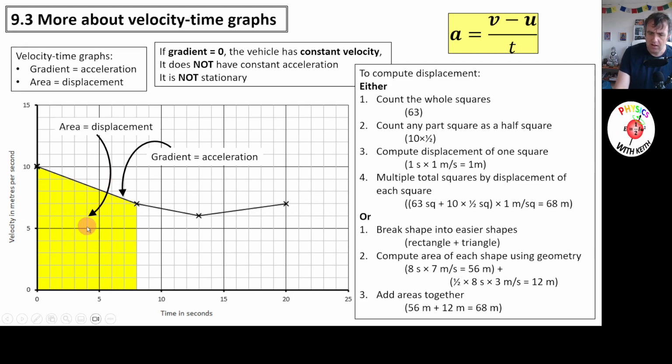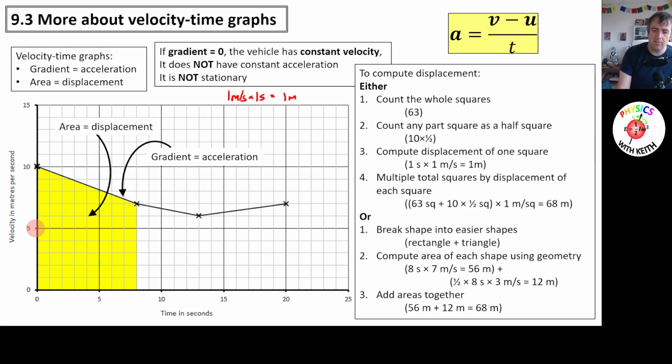So, okay, area. Why is the area here the displacement? Well, let's just take a little square and we'll understand why. If we just look at a little square of this, the area represents 1 metre per second multiplied by 1 second. Just have a look at the units. 1 metre per second multiplied by 1 second. The seconds cancel, and you're left with 1 metre.